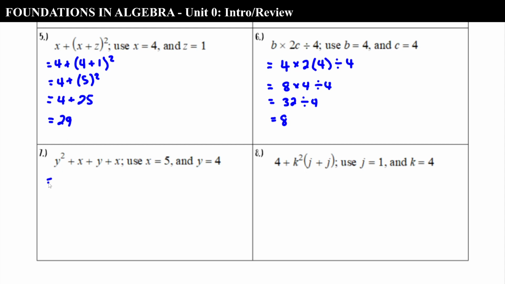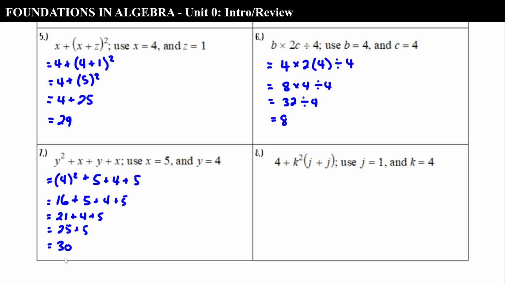For number 7, y is 4. X is 5, y is 4, x is 5. We just plug everything in. So we do our exponent first. 16 plus 5 plus 4 plus 5. And then we go left to right. 16 plus 5 is 21. 21 plus 4 is 25. And 25 plus 5 is 30.